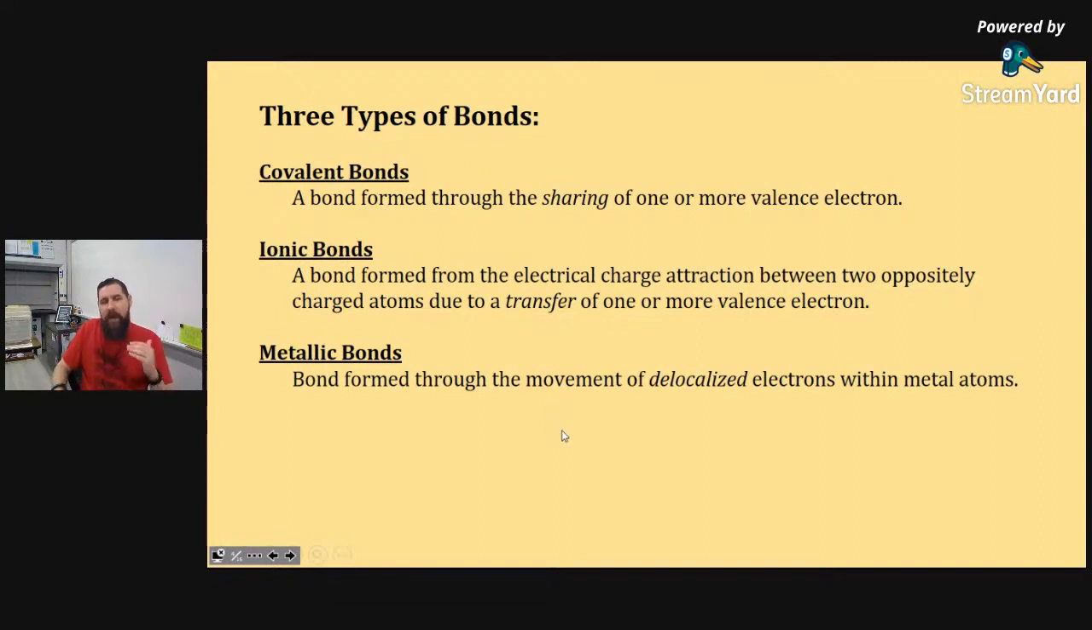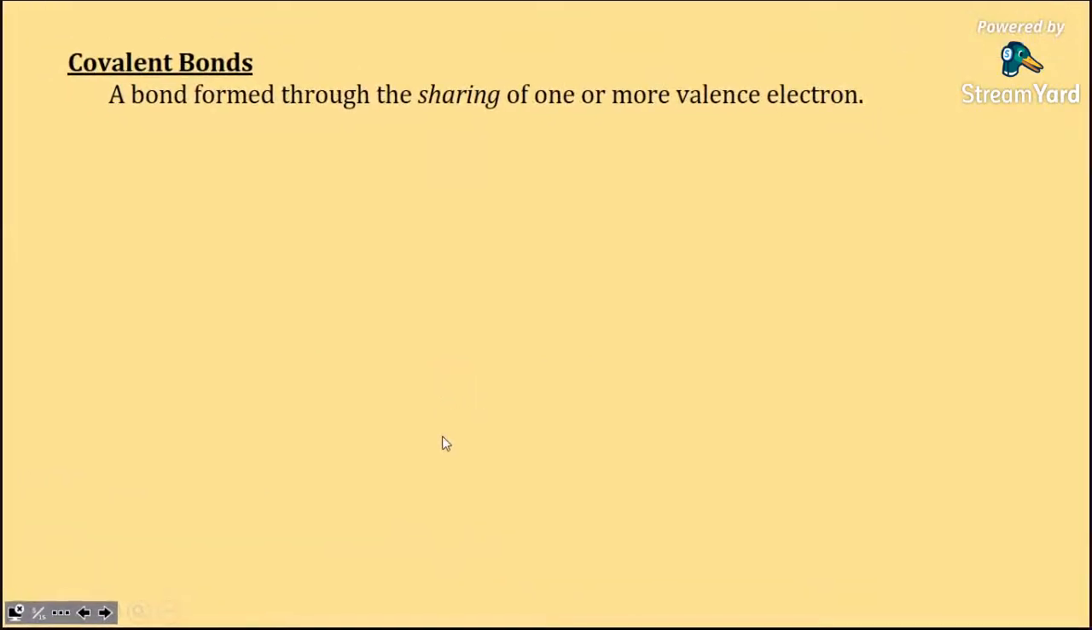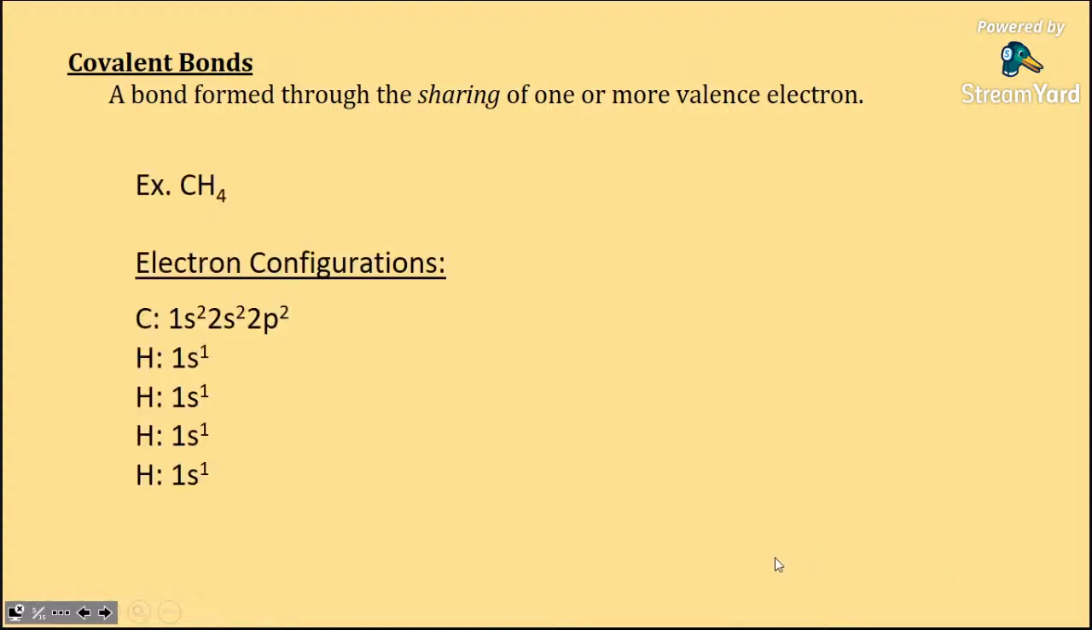So let's break this down and look at each type of bond individually. We're going to start out with this idea of covalent bonding. So again, a covalent bond forms through the sharing of one or more valence electrons. So let's take a look at this. We're going to use the example of CH4 or methane.